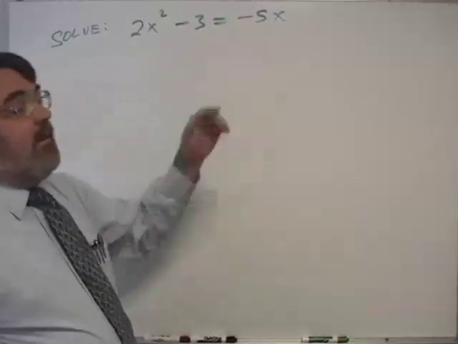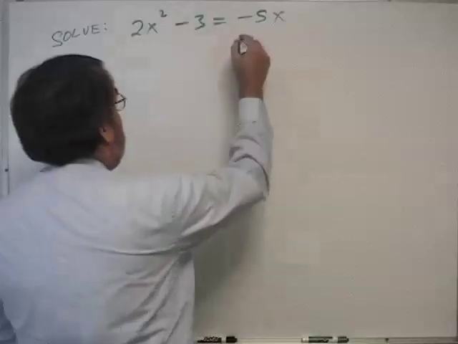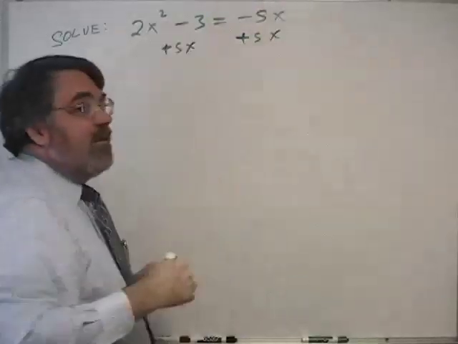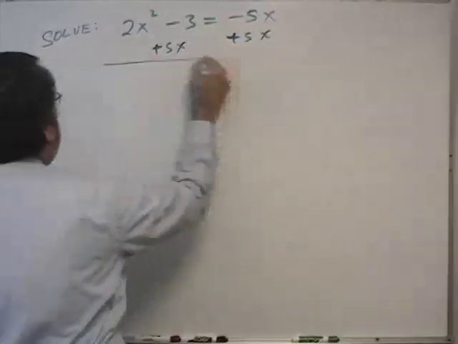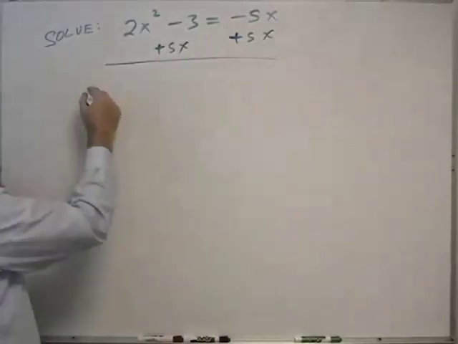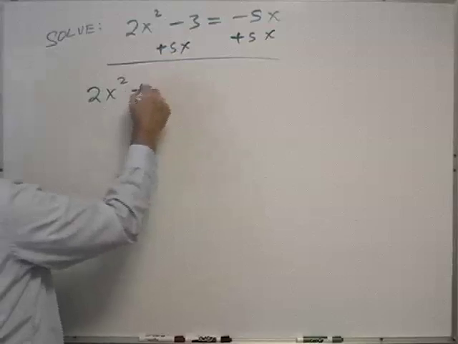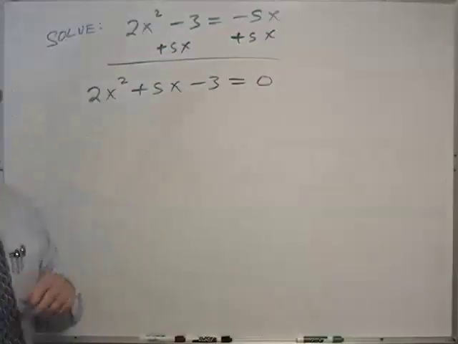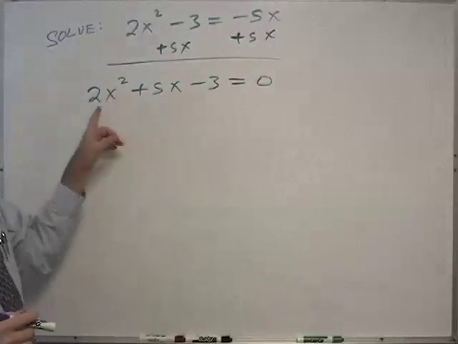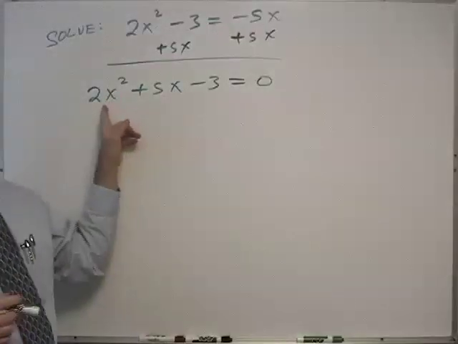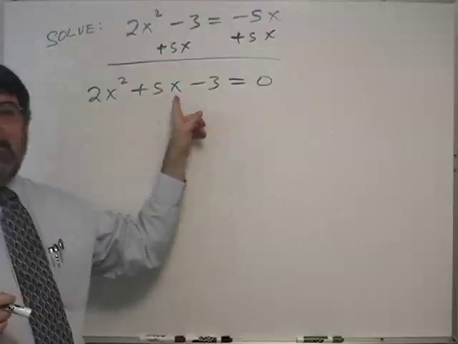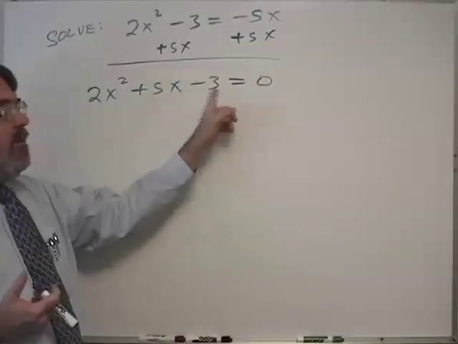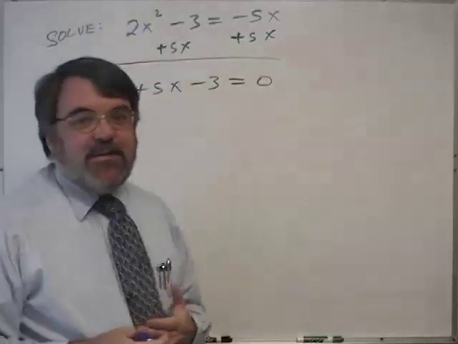And so I do that by adding 5x to both sides in order to bring the 5x over to the left side. So we end up with 2x squared plus 5x minus 3 equals 0. And notice I said writing it in descending powers. That means we begin with the squared term, the x squared term, and then the first power term, just the x term, which is also called the linear term. And here's the non-zero constant.